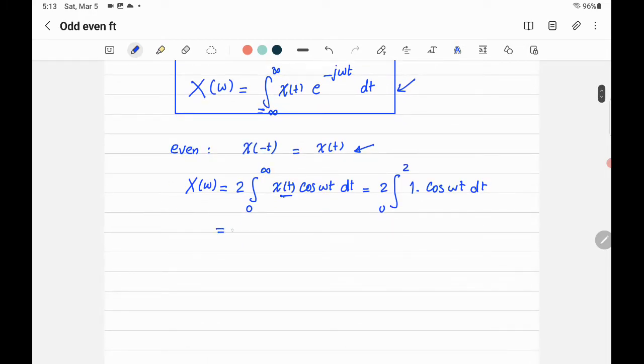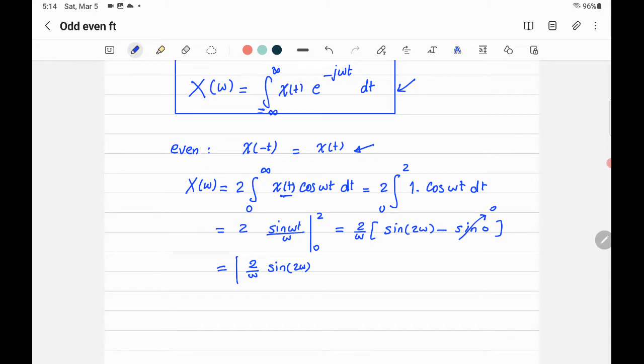It will be equal to 2, and the integration of cosine is sine omega t divided by omega, with the limit from 0 to 2. It will be equal to 2 over omega, and then we substitute for t. First you put t equal to 2, so you have sine 2 omega, minus, then you put t equal to 0, so sine 0. And we know that sine 0 is equal to 0, so the answer will be equal to 2 over omega sine 2 omega, and that will be the right answer.